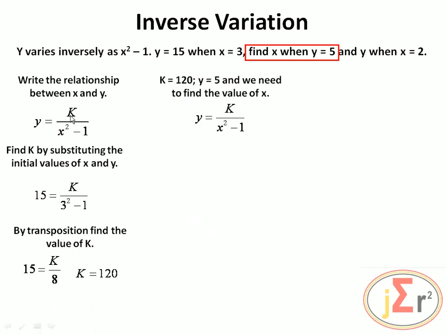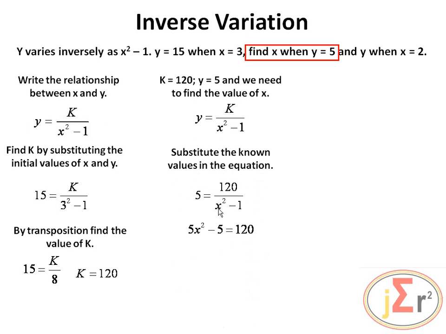So we are going to be using the same initial expression that we have, and we are going to take the same approach, substitute the known values in the equation. What do we know? We know the value of y, but we do not know the value of x. Right? And then what? Multiplying by x squared minus 1 on the other side requires that we multiply 5 both by x squared and negative 1. So 5 times x squared is 5x squared, and 5 times negative 1 is negative 5. We continue to transpose. That's our situation. And we have x is equal to plus or minus 5.